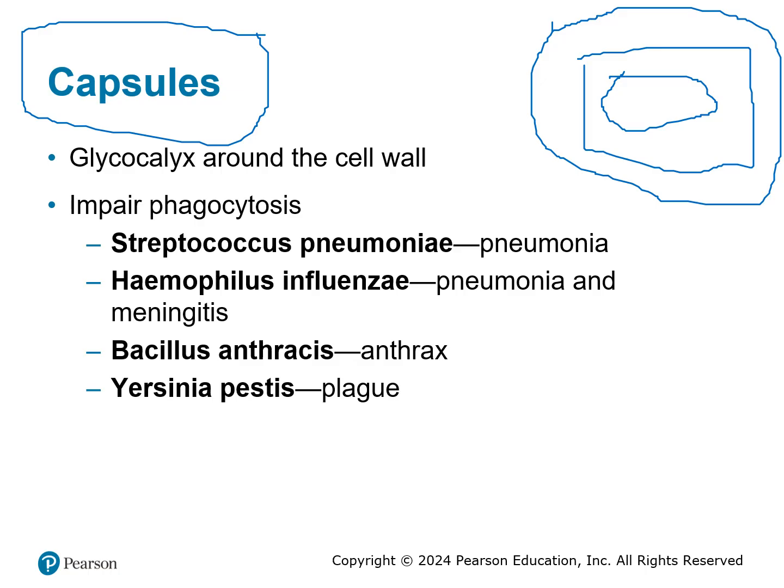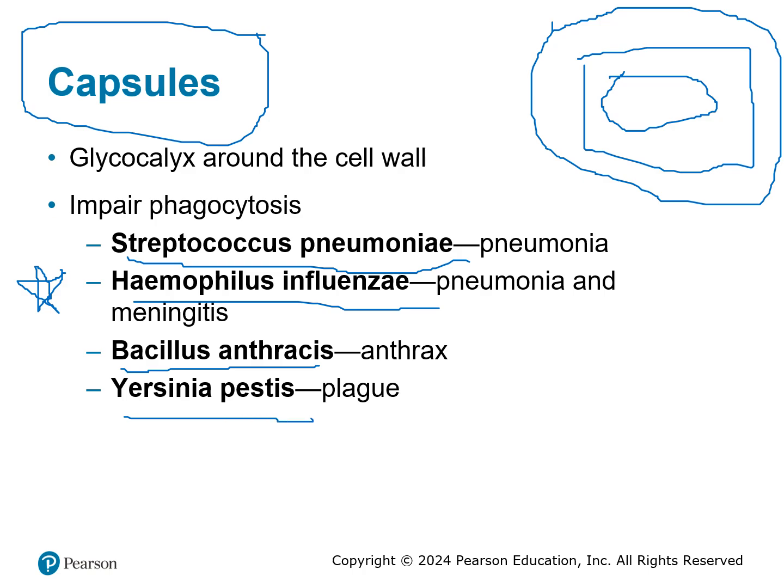So examples of microbes that have capsules: Streptococcus pneumoniae, Haemophilus influenzae. Now, this is not the flu, right? Remember, the flu is a virus. So this is a bacteria, and we do have a vaccine for it. Bacillus anthracis and Yersinia pestis all have capsules that keep them from being devoured by cell-eating phagocytosis.